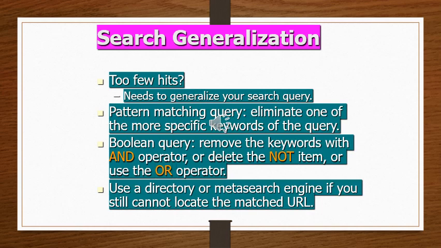On the other hand, when the hits are too few, what you need to do is generalize your query, to ensure that you don't have few hits. You use a pattern matching query to eliminate one of the most specific words of the query. Use Boolean query operators like AND, NOT, and OR to make sure that you have better hits. Use a directory or meta search engine if you still cannot locate the matching URL.